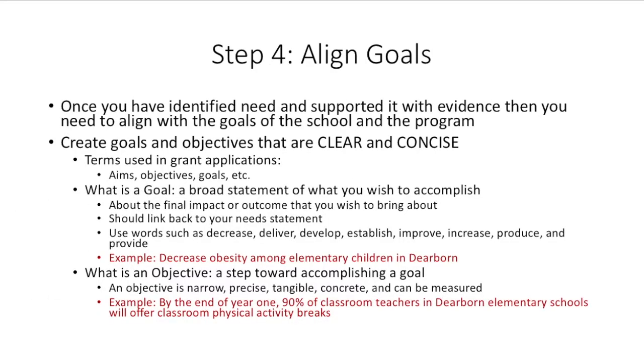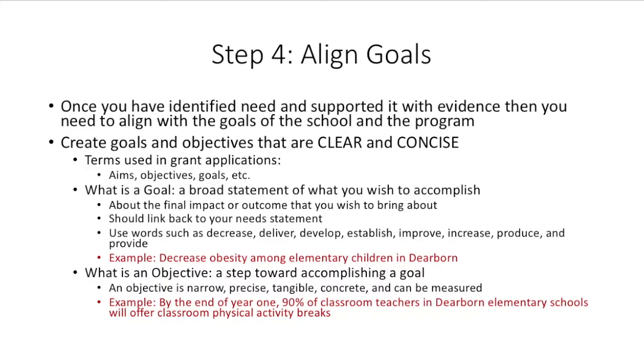So the fourth step is about aligning goals. So once you've identified a need and supported it with evidence, then you really need to align the goals of the school and the program. So you want to make sure that you create goals and objectives that are clear and concise. A goal is a broad statement of what you wish to accomplish, whereas an objective is a step toward accomplishing that goal. So when you think about a goal, you want to think about the final impact or outcome that you wish to bring about.